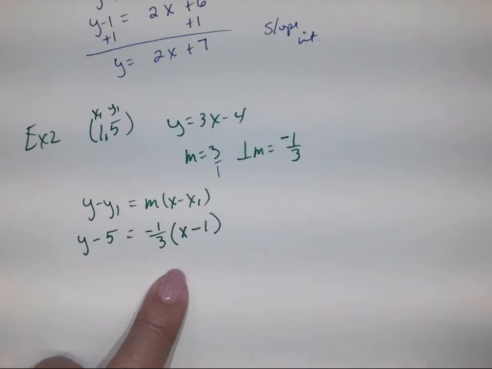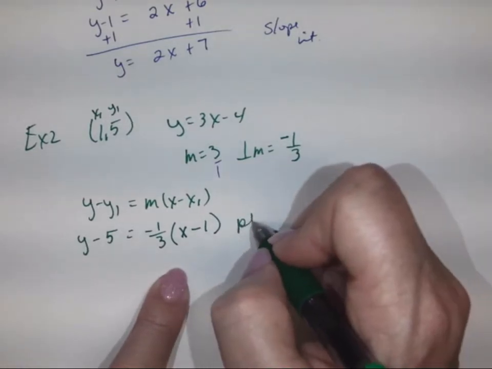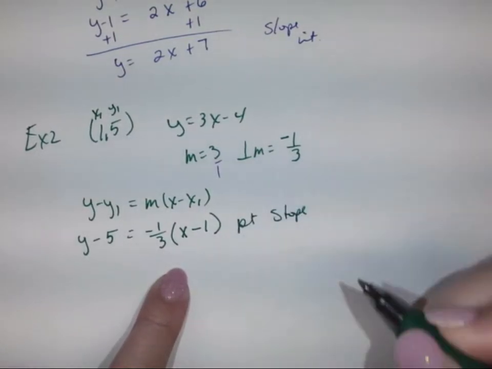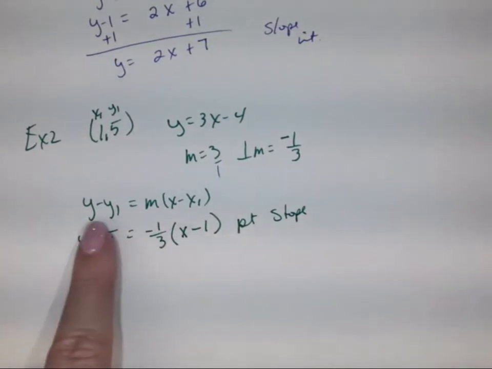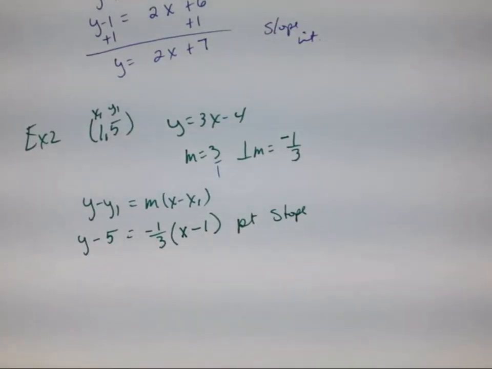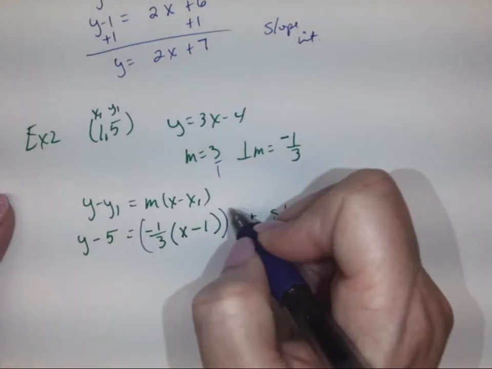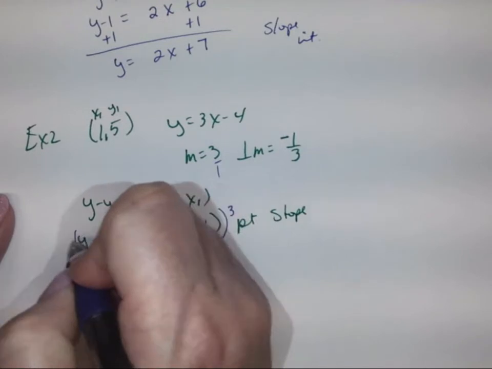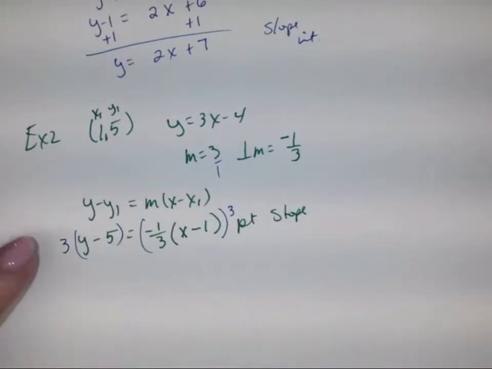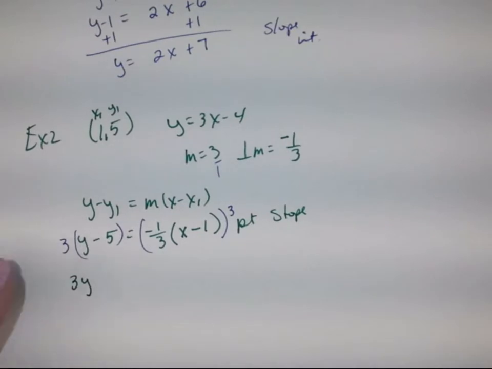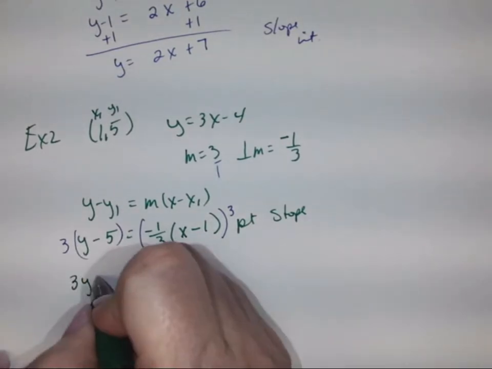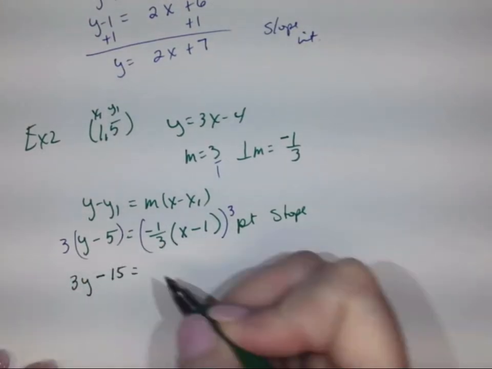So this here is going to be your point-slope form. Now I don't want to multiply by the 1/3 and then have to add 5 to it later. So what I'm going to do is multiply both sides by that denominator of 3. So that will get me 3 times y is 3y. 3 times -5 is -15.